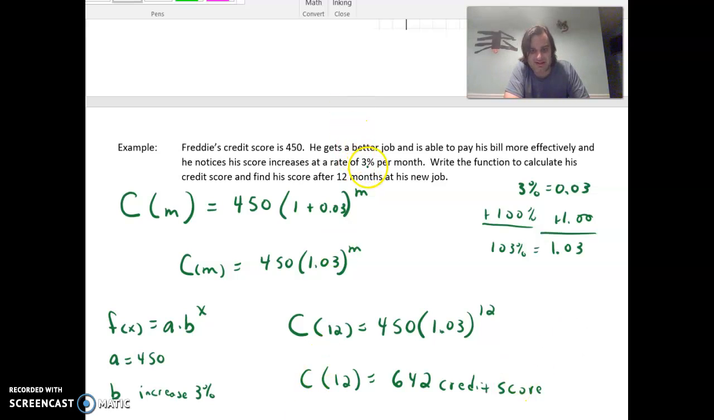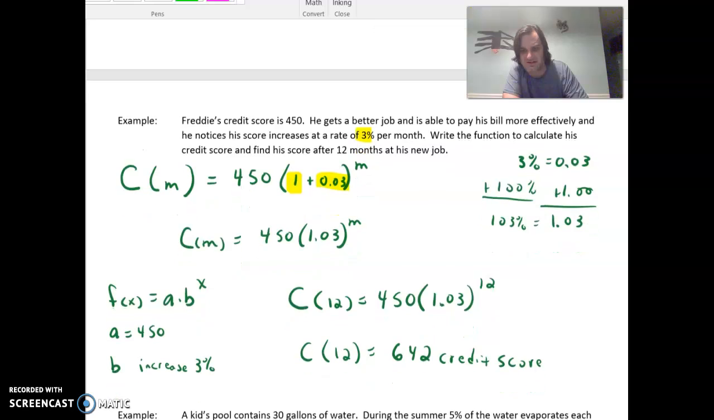If you've got percents, realize you want to write them as a decimal. And this one was increasing by a certain percent. So what we did was we kept the original amount, which was 1 or 100%, and we tacked on the extra 3%. So let's see the next example on how this will vary.